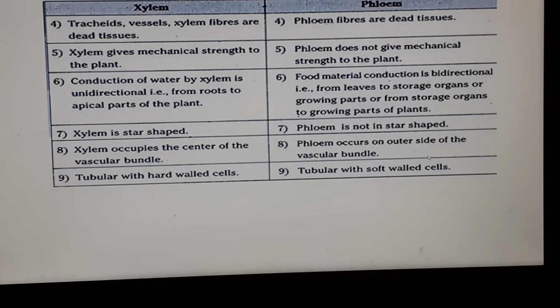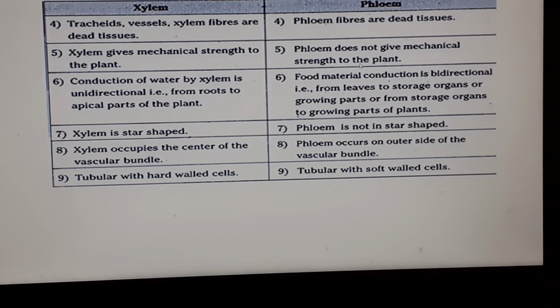Next one, difference between xylem and phloem. In xylem we have tracheids, vessels, and xylem fibers, which are dead tissue, whereas phloem fibers are living tissue. Xylem gives mechanical strength to the plant, whereas phloem does not give any mechanical strength. The conduction of water by xylem is unidirectional, that is from roots to apical parts of the plant.